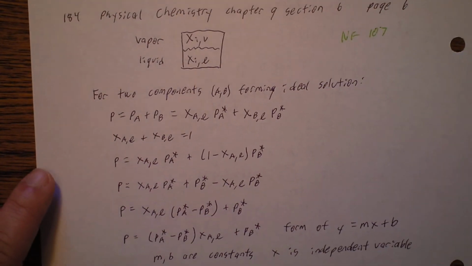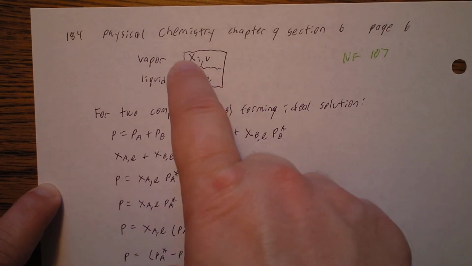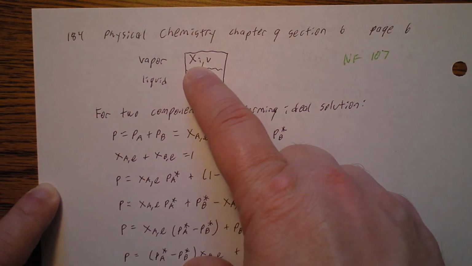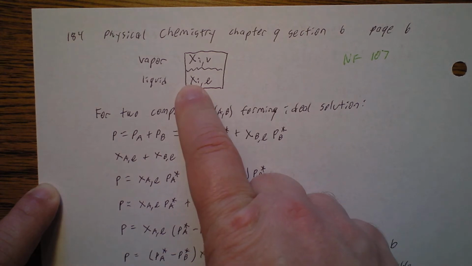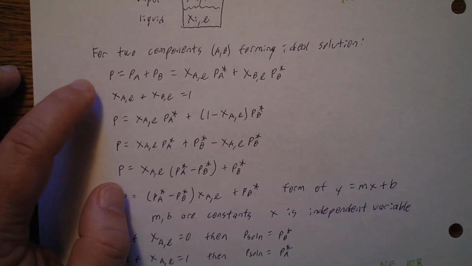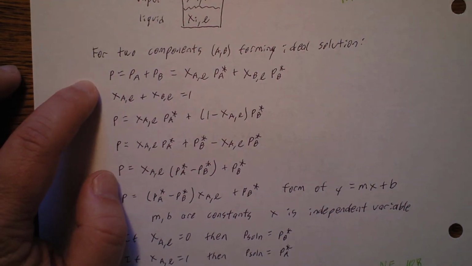So here's a little diagram showing, okay, here's a container. We have whatever mole fraction of substance I in the vapor phase, and then down here we have the mole fraction of whatever substance in the liquid phase. Now let's say we have two different components, substance A and B. We're going to form ideal solutions.